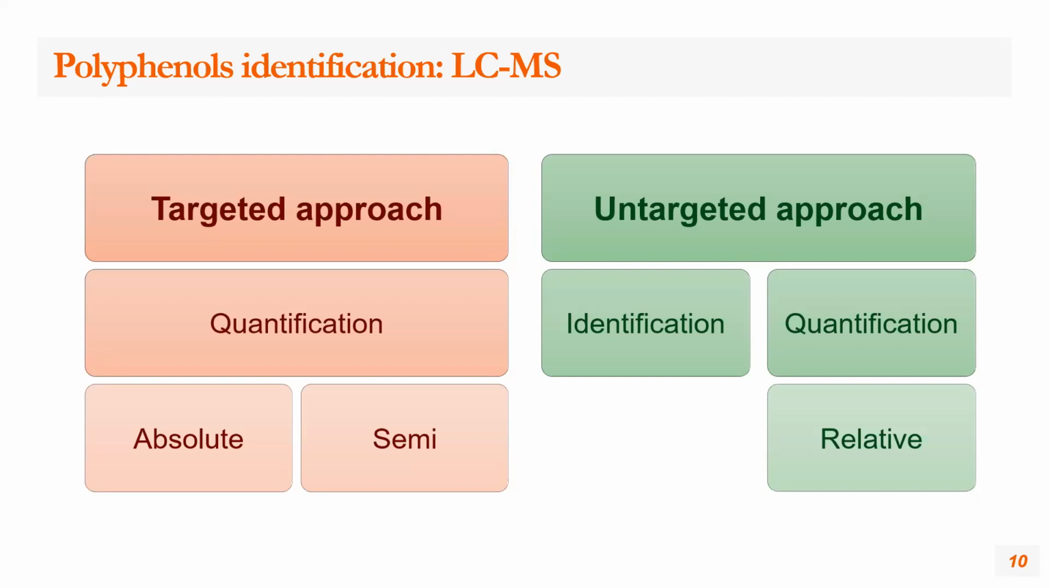For the untargeted approach, usually we don't have standards, or if we have standards, we have them in libraries. So usually we have what is called relative quantification, which means that we just have a ratio of the intensity of a certain peak to something else to normalize it.